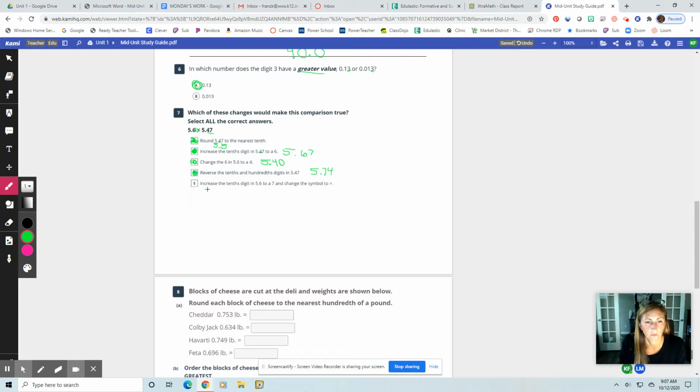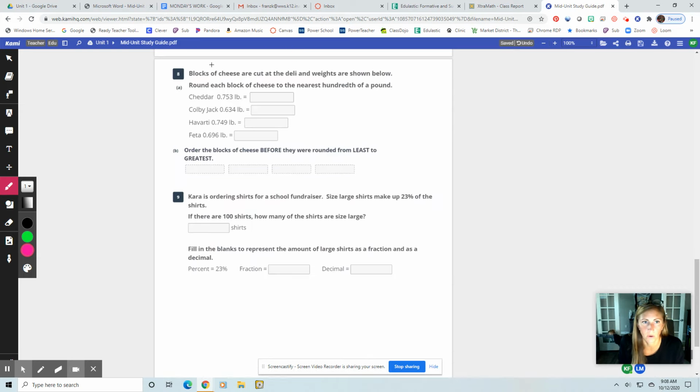Okay, all of these are true so far. All right, one more on this one to check. Increase the tenths digit in 5 and 6 tenths to a 7. Okay, so if we did that, then they're saying switch the symbol to greater than, and then it'd be 5, what they already have there. We're comparing that to see if it's true. Would it still be true? Yes, it would. So we need to think about this as like a 70, and the 70 is greater than that 47.